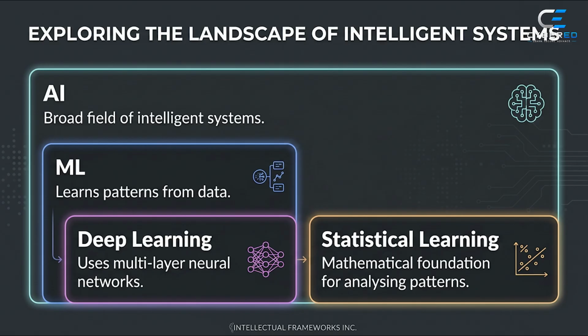Let's summarize the main AI concepts. Artificial intelligence is the broad field. Machine learning is a subset of AI that learns from data. Deep learning is a specialized form of machine learning using neural networks. Statistical learning provides mathematical and statistical foundations used to understand data.